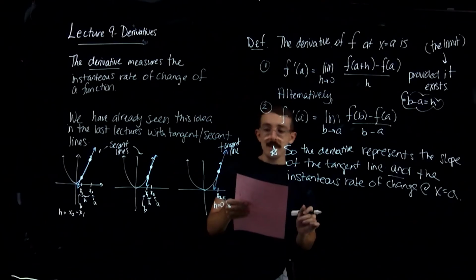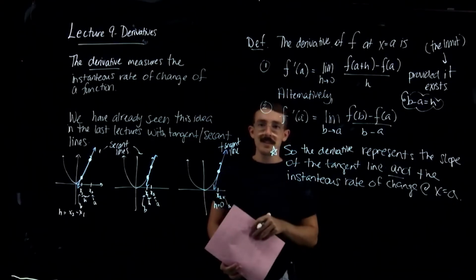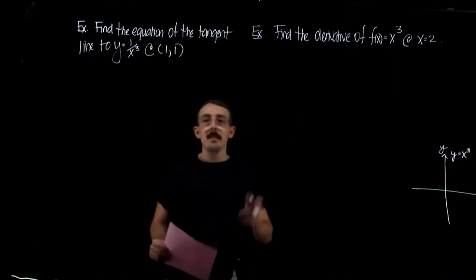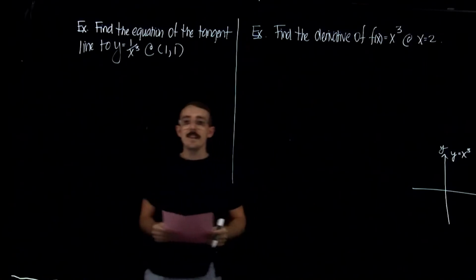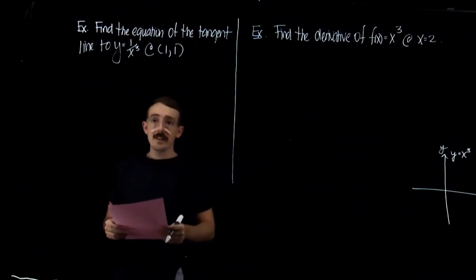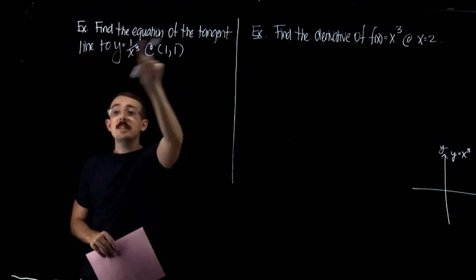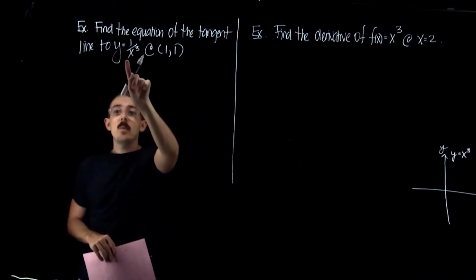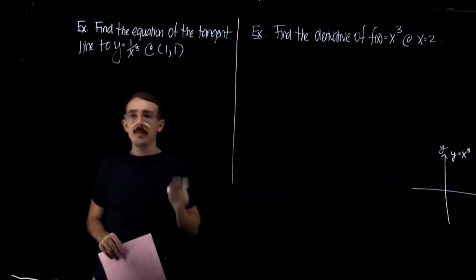And in my next examples, I'm actually going to start computing derivatives using the definition. So I'll see you in just a second. Welcome back. So as I promised, let's do 2 examples where we use the definition of the derivative to calculate derivatives. So the first one is: find the equation of the tangent line to the graph y equals 1 over x cubed at the point (1, 1).